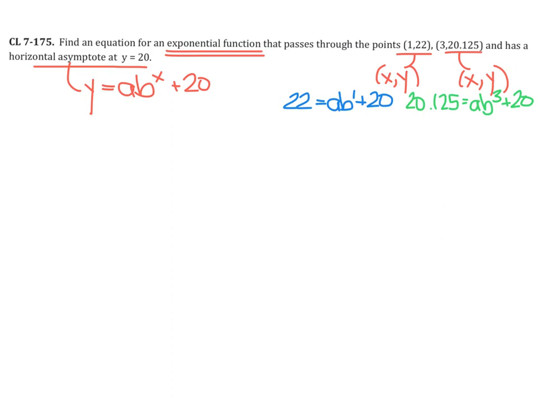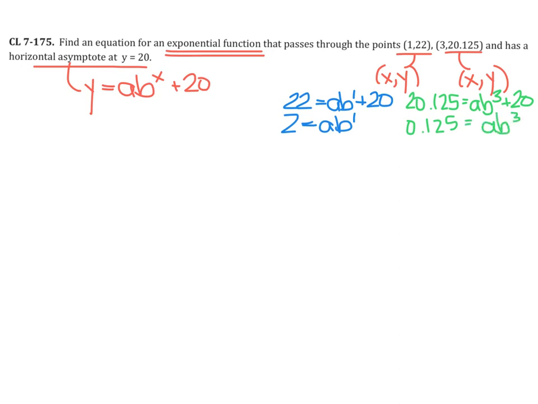So as we work to solve this system of equations, we have several different strategies we can use, but both of them will want to go ahead and subtract 20 from both sides. So that'll make it easier for our equations to work with. So when I subtract 20 from both sides of my first equation, I get 2 equals ab to the first power. And when I subtract 20 from my other equation, I have 0.125 equals ab to the third.